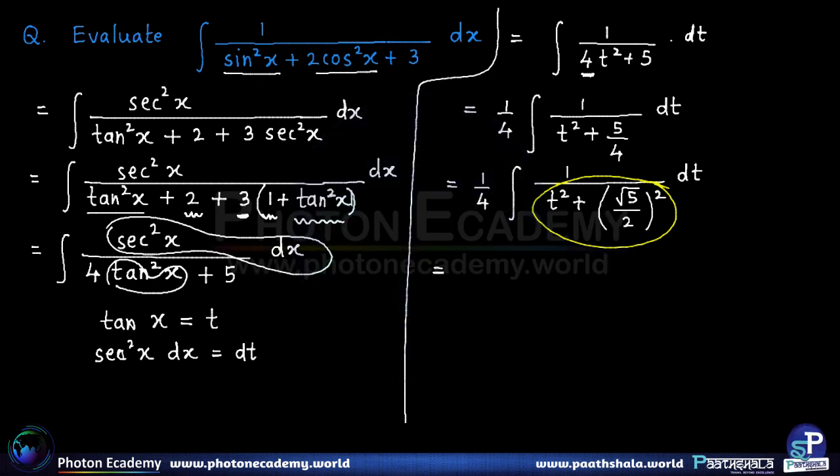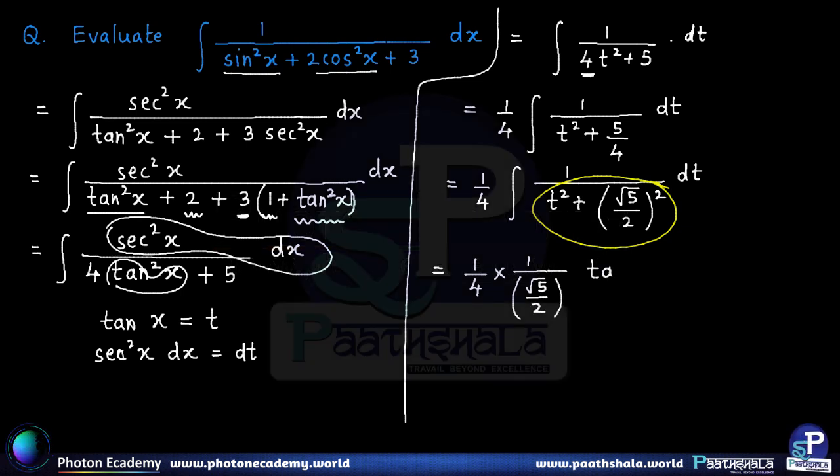So if you observe, the denominator is of the form 1 upon variable square plus constant square, correct? So therefore we know that the answer of that integral is 1 upon a tan inverse of x by a. So that 1 upon a is nothing but root 5 by 2 tan inverse of t upon root 5 by 2 plus c.